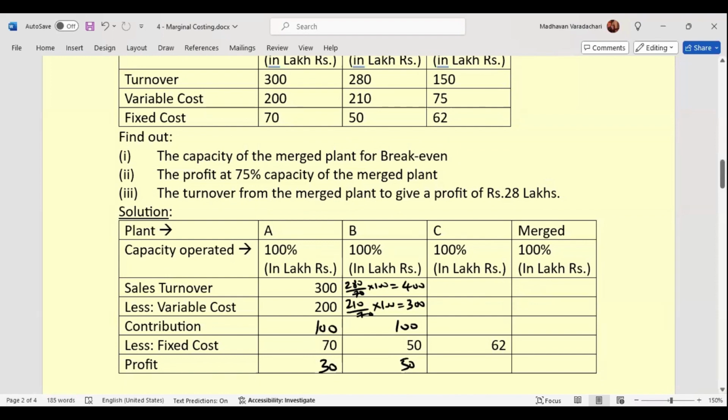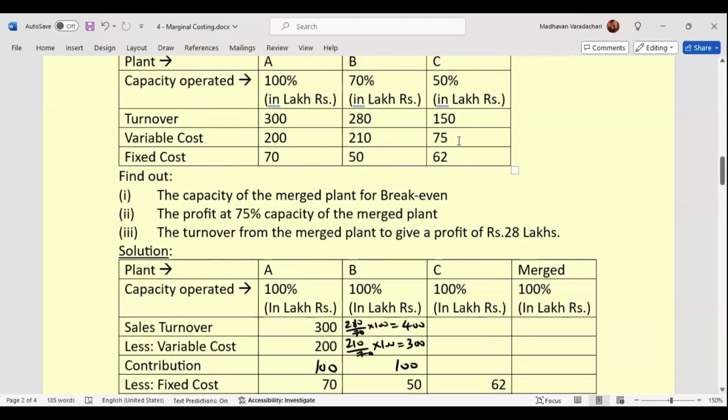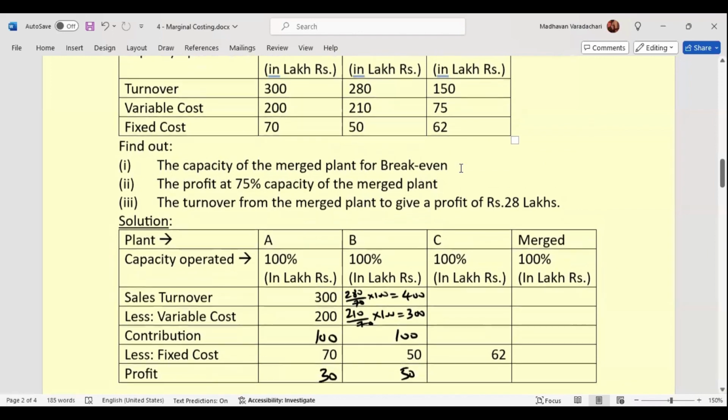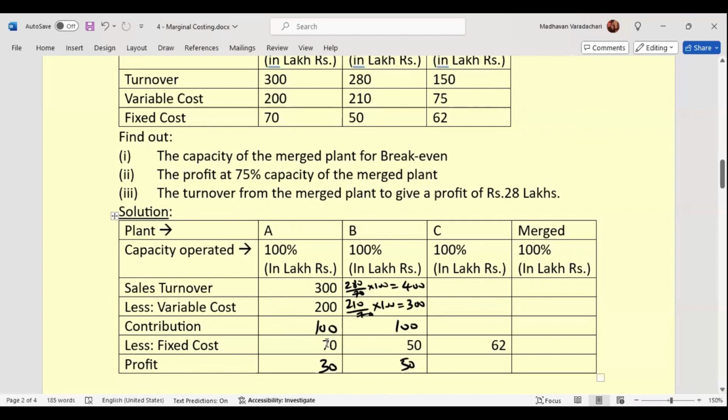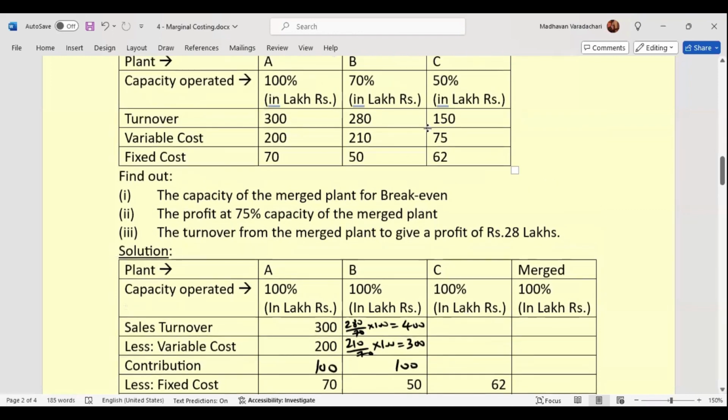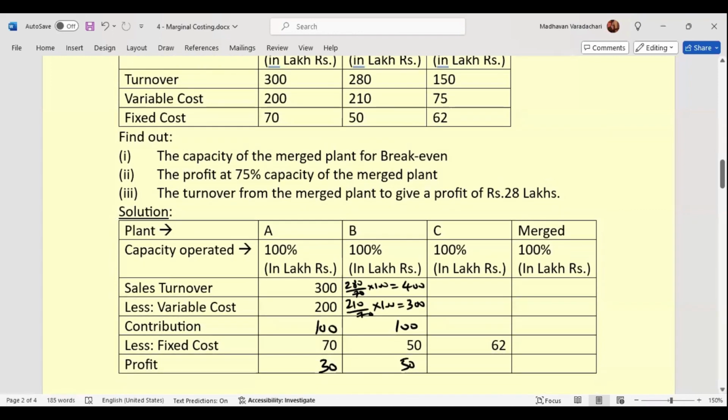For plant C, it is 50%. So it will be double, means whatever figures are given, it will be double except for the fixed cost. That's why for fixed cost I wrote the same figures, 70, 50, and 62. There will not be any change. Whereas turnover and the variable cost will change. So 150 will become 300. 75 will become 150. So the contribution will be 300 minus 150, so it is 150.